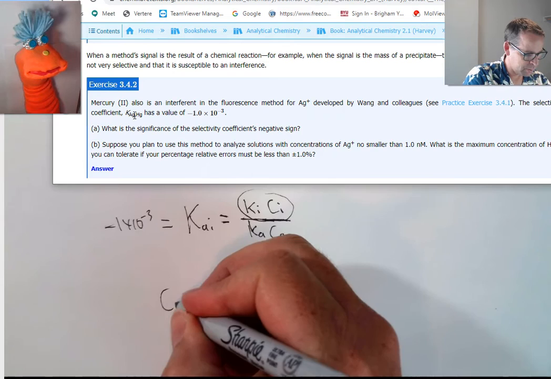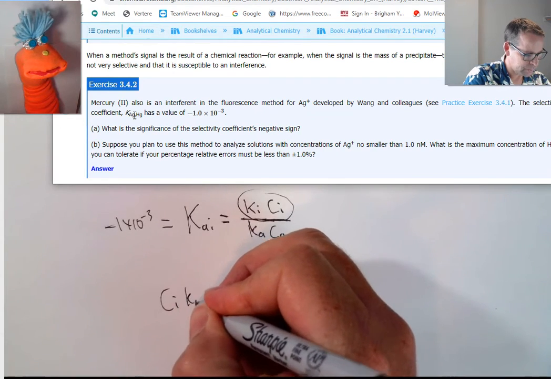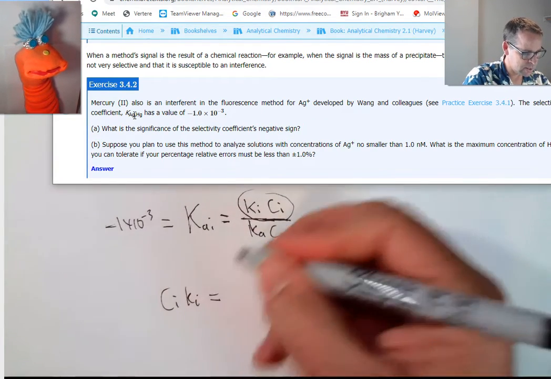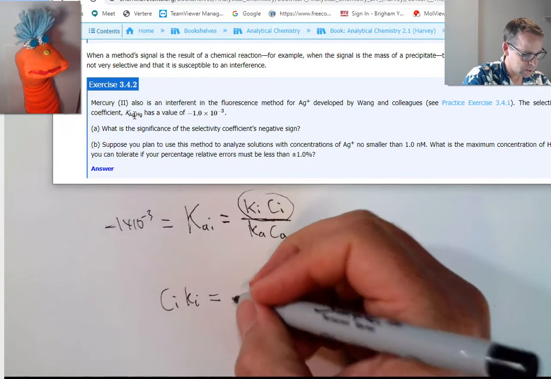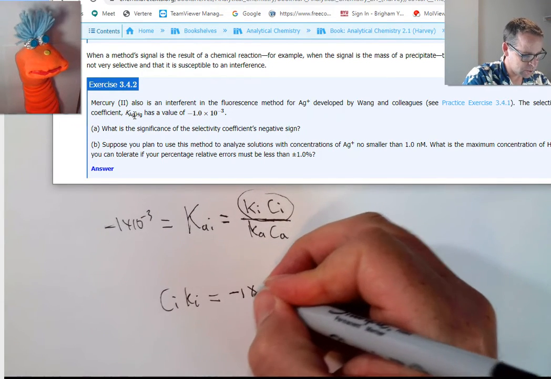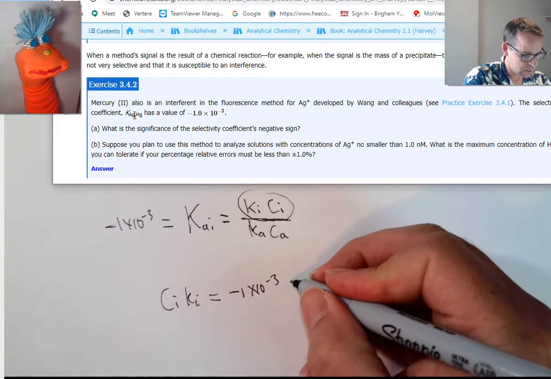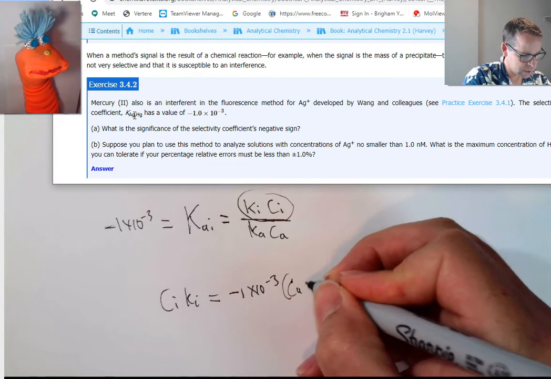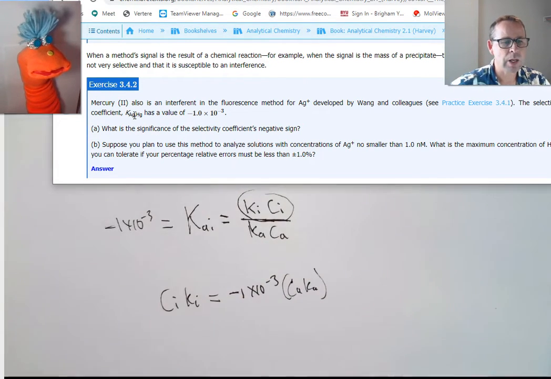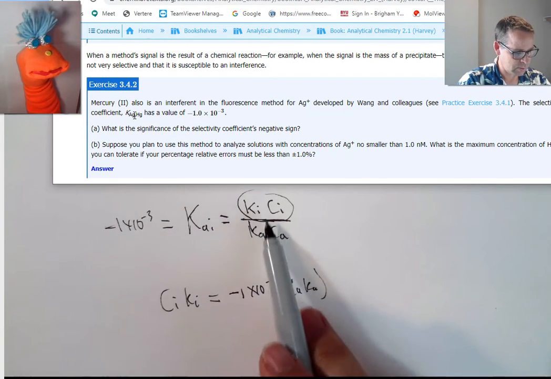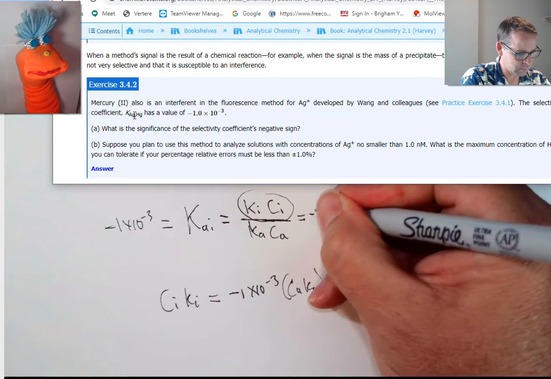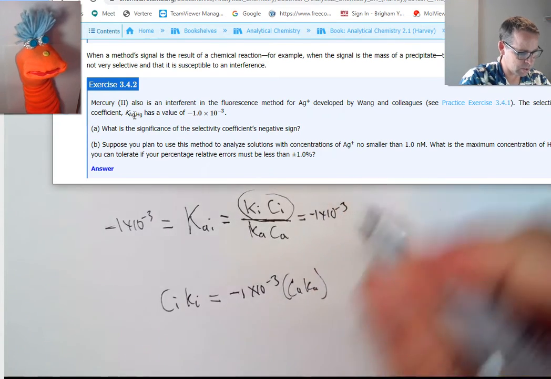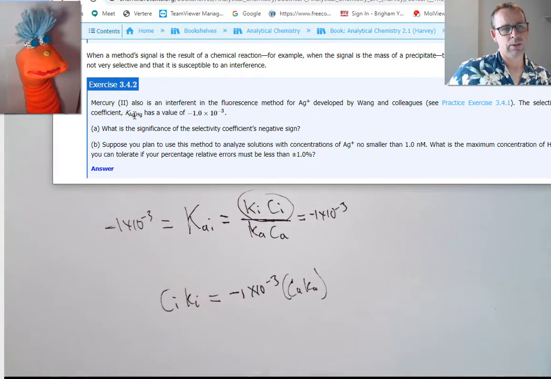So if I have, I'm going to rewrite it, Ci-Ki. If I have this, and now I set it equal to -1 times 10 to the minus 3 times the Ca-Ka. All right? You see what I did there? I just said this is equal to -1 times 10 to the minus 3, but I solved for the Ki-Ci. Okay, but why did you want to do that?